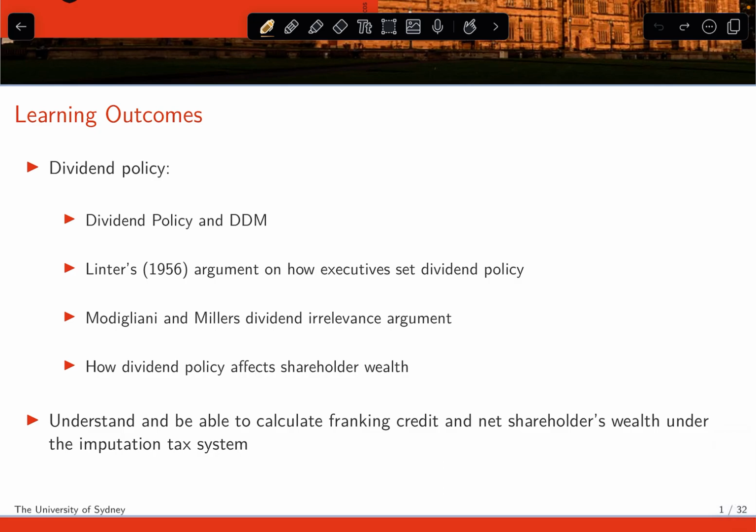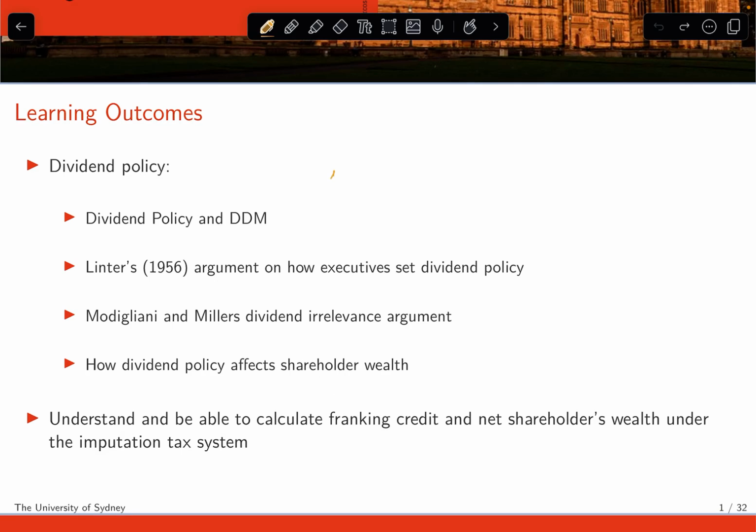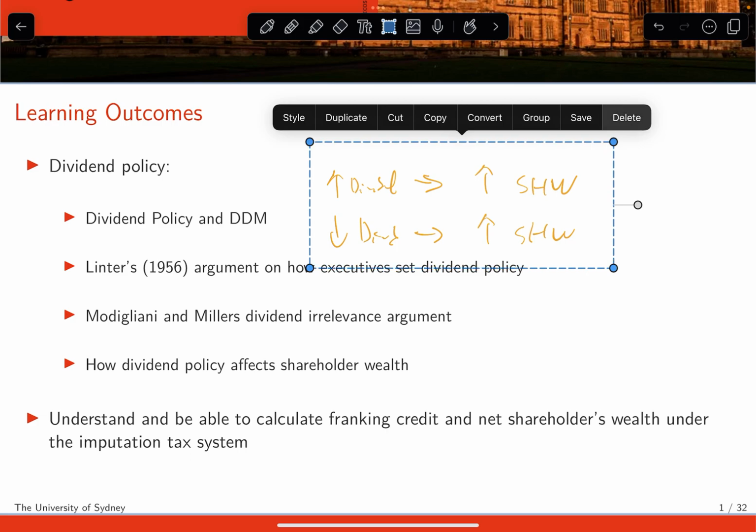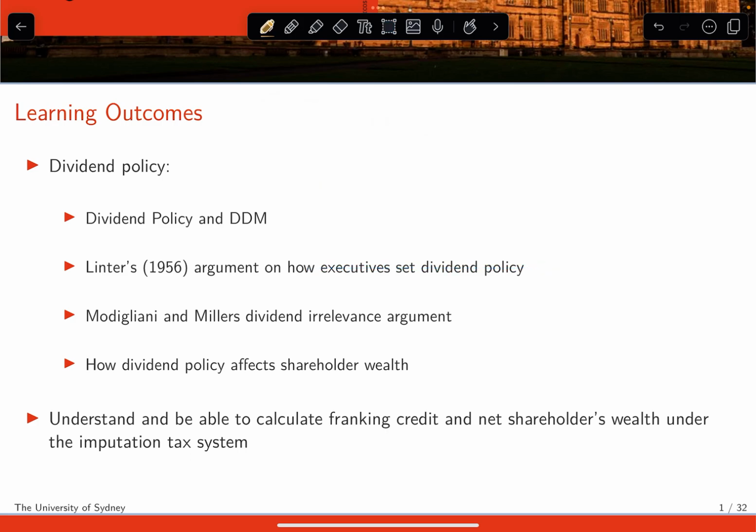The first thing we're going to be talking about is the dividend policy and the dividend discount model, expanding on last week's material. Then we're going to be talking about Lintner's argument and how executives should set dividend policies. We're going to go through some mathematical calculations of how, in some instances, an increase in dividend will lead to an increase in shareholder wealth. However, sometimes a decrease in dividend will actually lead to an increase in shareholder wealth. So we will go through and see certain examples where such a situation could come into play, where increases in dividends or decreases in dividends would actually affect the shareholder's wealth.